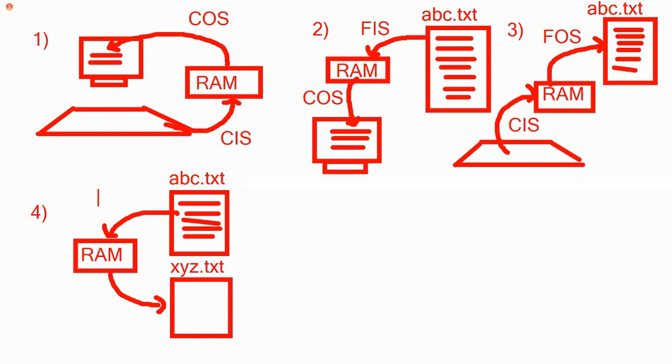File to RAM is file input stream. RAM to file is file output stream. Then what will happen? What we do generally in Windows also works this way. Right click, copy: hard disk to RAM comes. Right click, paste: RAM to file comes.